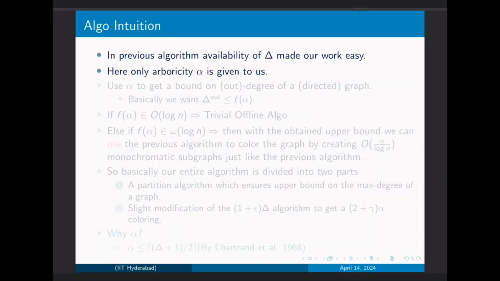Okay, so now we'll be talking about the second algorithm. It's actually a (2 plus gamma) into alpha coloring algorithm, and it's a multi-pass streaming algorithm. So let's see what is the intuition behind it.